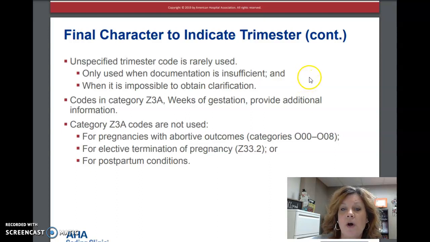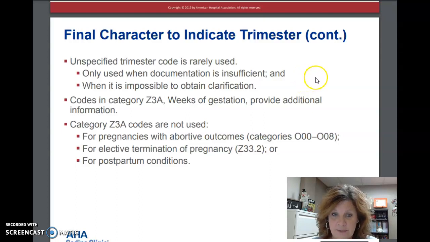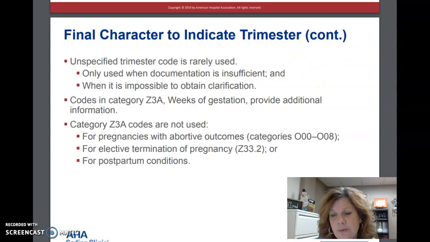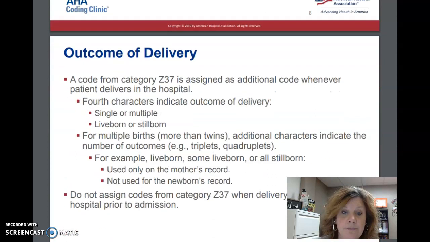So when do we not use Z3A? These codes are not for pregnancies with abortive outcomes. We'll cover that in the next chapter. The reason we don't is that when I say abortive, I mean miscarriage. Elective termination we call abortion. We also don't use them for postpartum conditions.